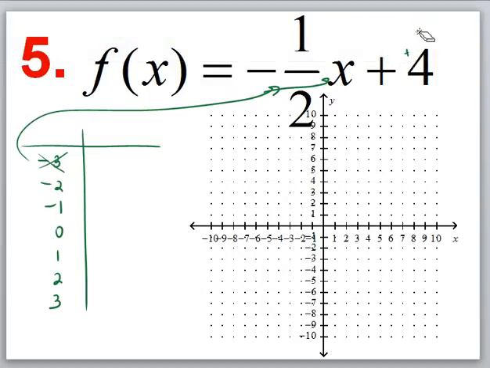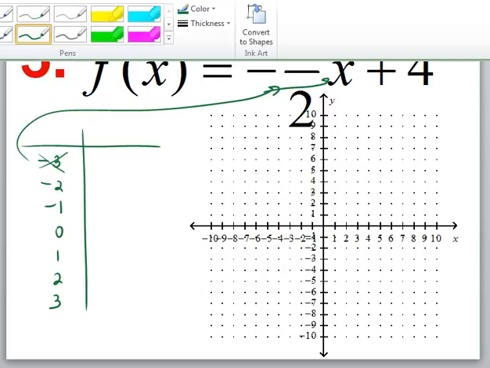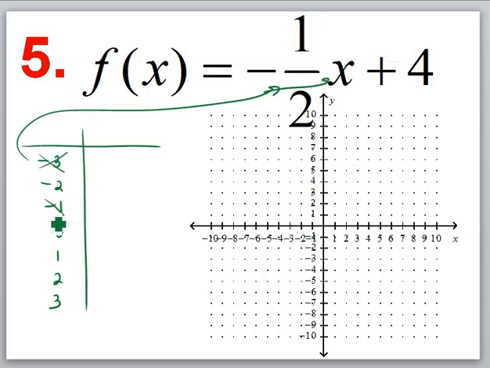So the multiples of that denominator would be 2, 4, 6, so on and so forth. So what I'm actually going to do is just cross out all of these things. This would be a multiple. 0 is fine. This is not a multiple of 2. This is a multiple of 2, and that's not a multiple of 2. So I'm actually only going to plug in -2, 0, and 2.